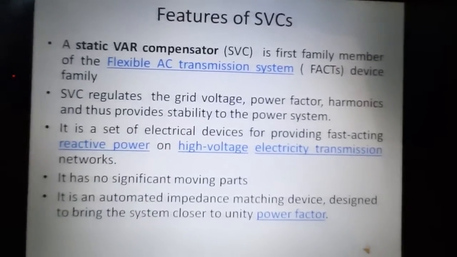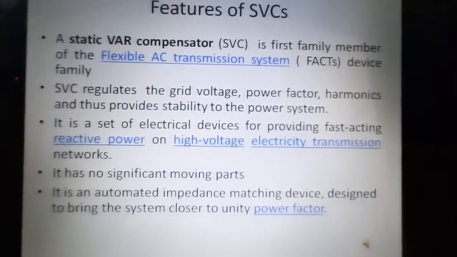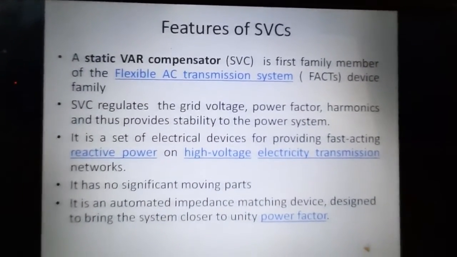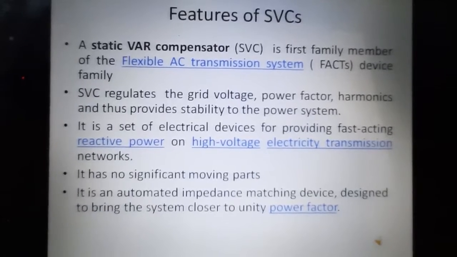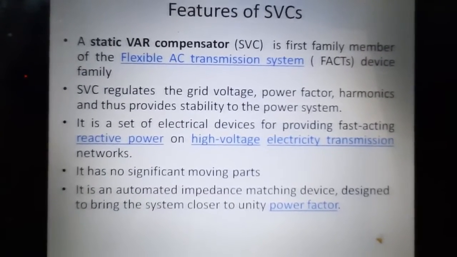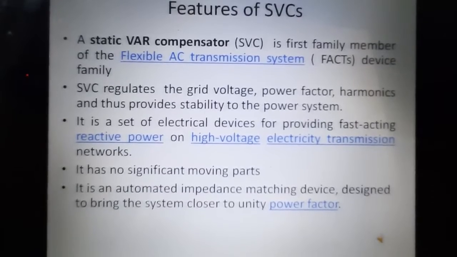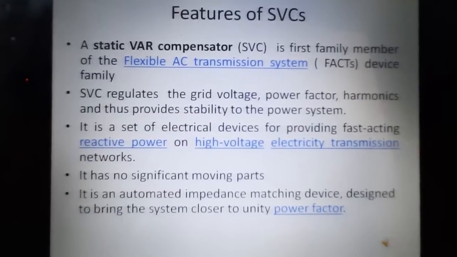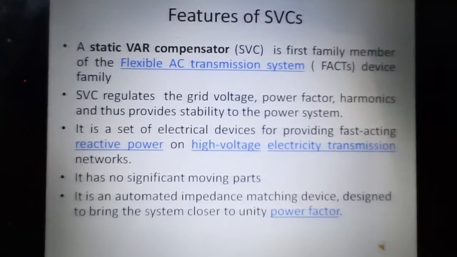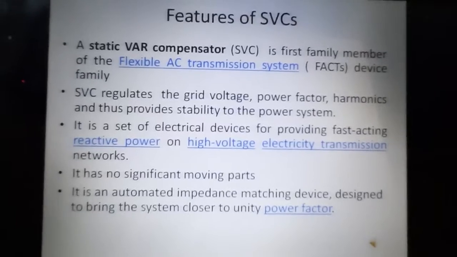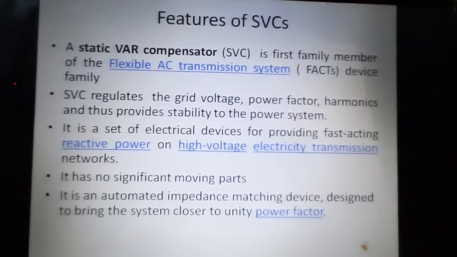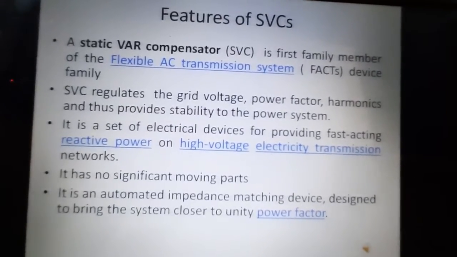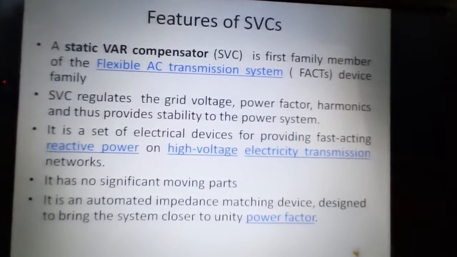SVC is the first family member of the FACTS device family. It regulates the grid voltage, power factor, and harmonics, and thus provides stability to the power system. It is a set of electrical devices for providing fast-acting reactive power on high voltage electricity transmission networks. It is an automatic impedance matching device designed to bring the system closer to unity power factor.